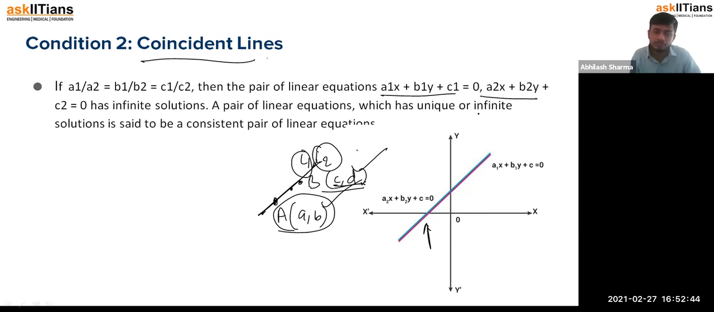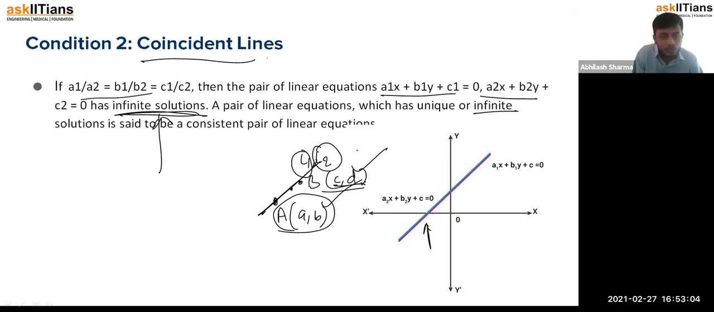So we gather that whenever there are infinite solutions, the lines will surely be coincident, correct? So in the case of coincident lines, there will be infinite solutions. In case of infinite solutions, there will be coincident lines. Both ways it is true.